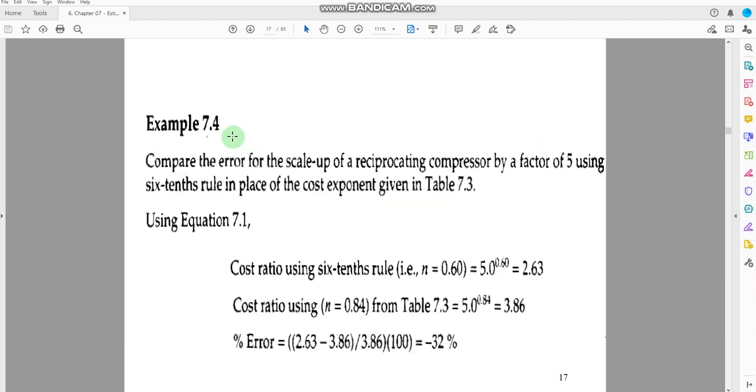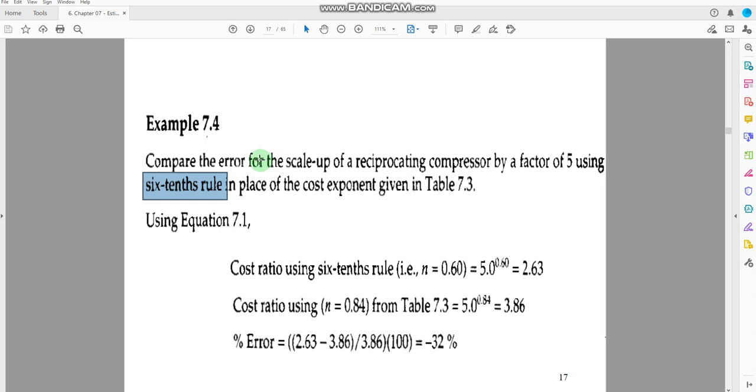Now let us solve another example, 7.4. Compare the error for the scale-up of the reciprocating compressor by a factor of 5 using the six-tenths rule in place of the cost exponent given in Table 7.3. Here we are provided two things. The first thing to consider is the six-tenths rule, so the value for n can be 0.60.